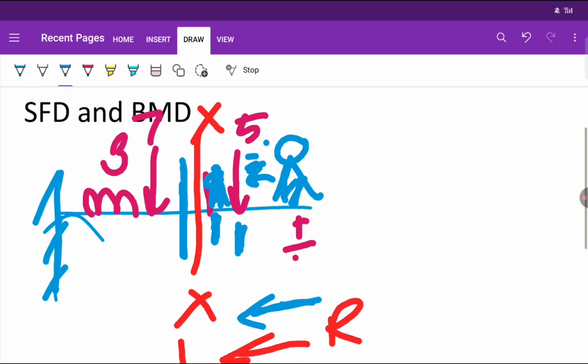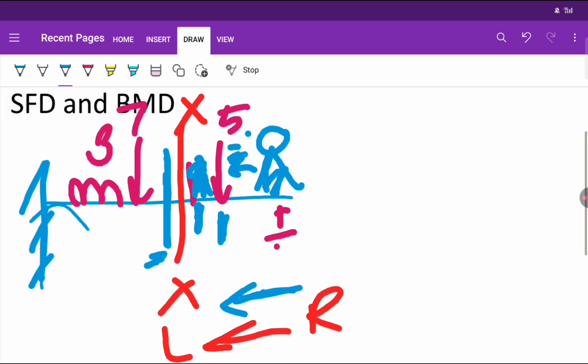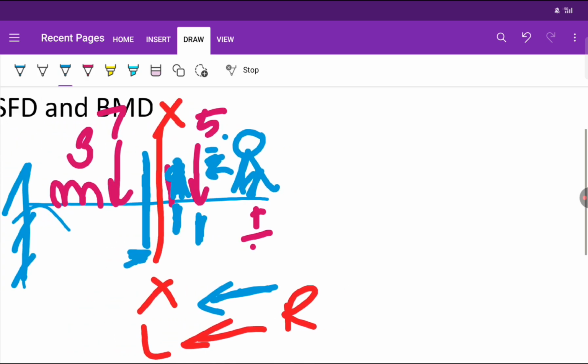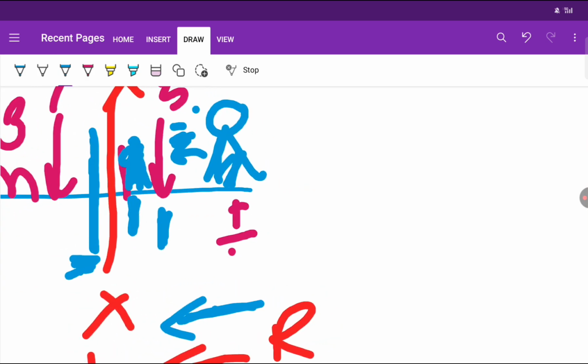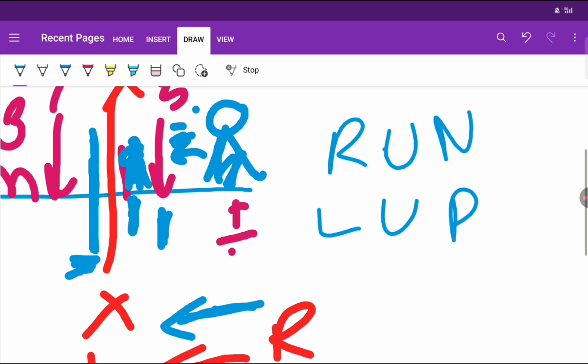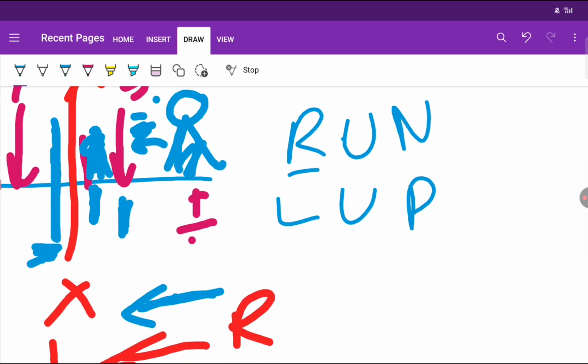So I have picked up 5 mangoes only. What will be the magnitude, and what will be the sign of those mangoes? Let us see. There are 2 things, that is our rule: right, upward, negative. Left, upward, positive.